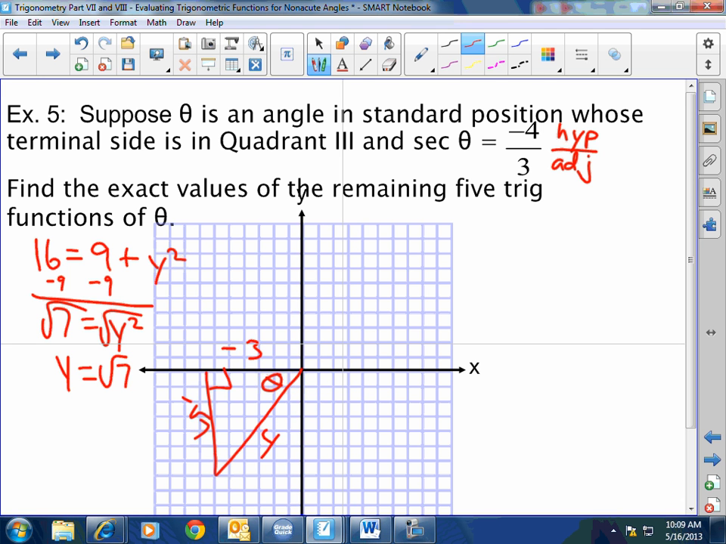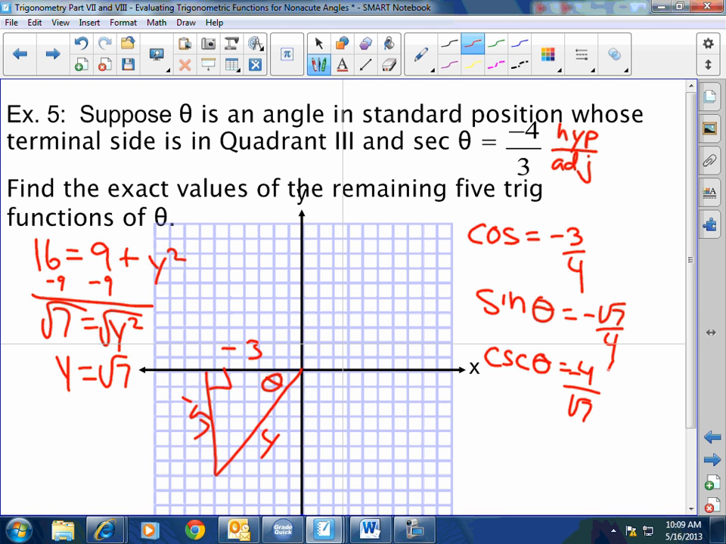Okay, so since I have negative square root of 7, what am I going to do here? I'm looking for the remaining 5 trig functions. So I know that if secant is -4/3, my cosine is going to be -3/4 because it's just a reciprocal. My sine of theta here is opposite over hypotenuse, so it's negative square root of 7/4. My cosecant is the reciprocal of that.